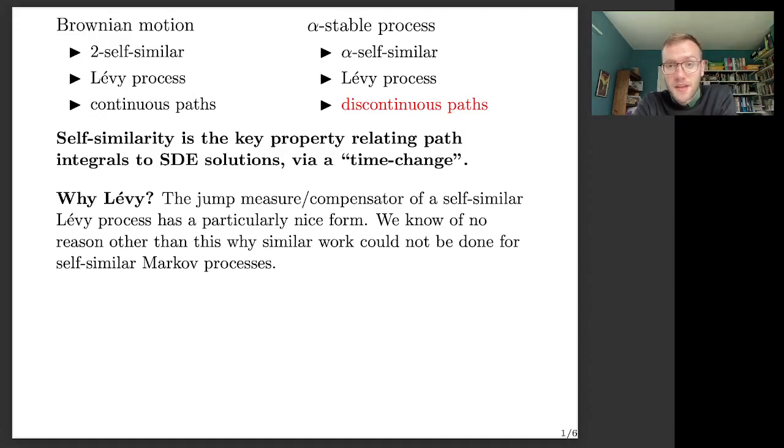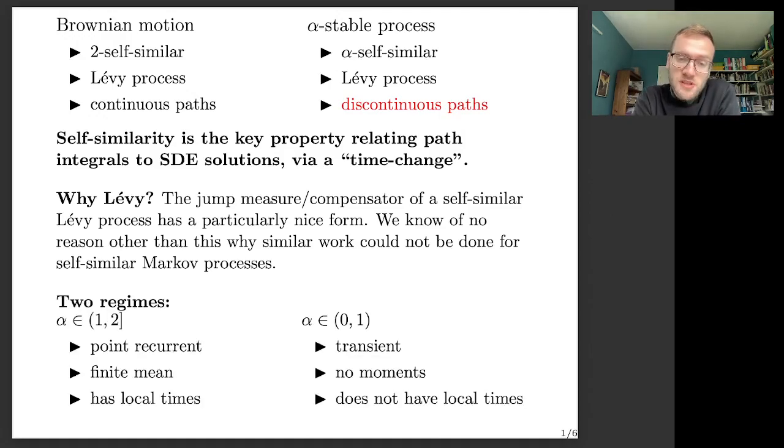There's no other reason, to my knowledge, why similar work couldn't be done for self-similar Markov processes. Markov property is pretty much necessary, but self-similarity is the key. The Levy property otherwise is not necessarily used, but the work we've done is just for stable processes, and although I don't know of any reason it couldn't be done for others, I also wouldn't know exactly how to go about doing that.